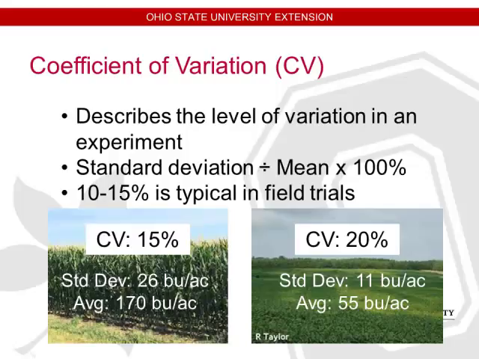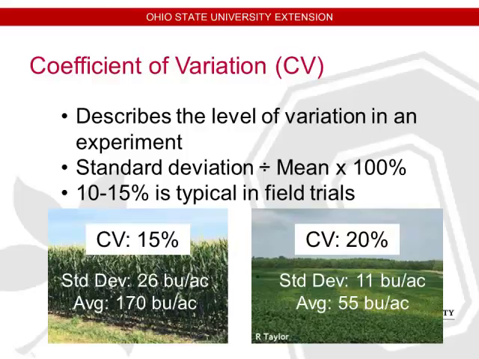The next value that you might see is the CV, or the coefficient of variation. This value describes the level of variation in the experiment. We just said that LSD might be because of that variation in the field. This gives us an idea of how much variation was happening in that experiment. It's calculated using the standard deviation. You divide it by the mean, and then it's reported as a percentage, so we multiply it by 100. In a lot of field trials, you're going to see around 10 to 15%. And that's really the threshold of where you want to be.